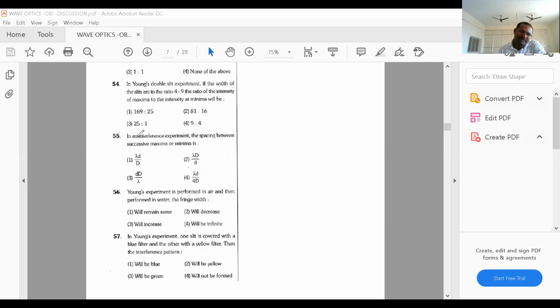Next, 55. In interference experiment, the spacing between successive maxima or minima is nothing but fringe width, and the fringe width formula is lambda capital D by small d. Option 2 is the right answer. Spacing between successive maxima or minima is called fringe width, so lambda capital D by small d it is.